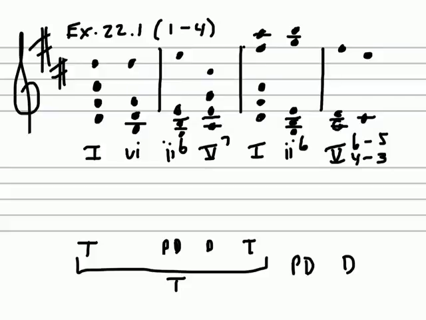1 chord, 6, 2, 6, 5, 7, 1, 2, 6, and a cadential 6, 4 to the regular 5 chord, and it's a half cadence in the key of D.